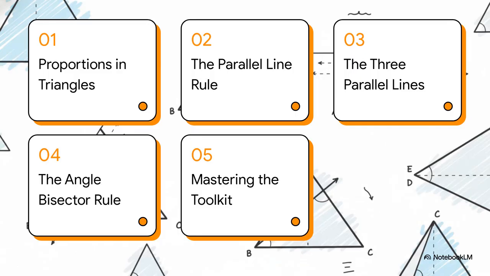So, here's our game plan. We'll kick things off with a big idea of proportions. Then we'll add 3 specific tools to our kit: the parallel line rule, the 3 parallel lines rule, and the angle bisector rule. And finally, we'll wrap up with a quick review to make sure you're ready to go. Sound good? Let's dive in.